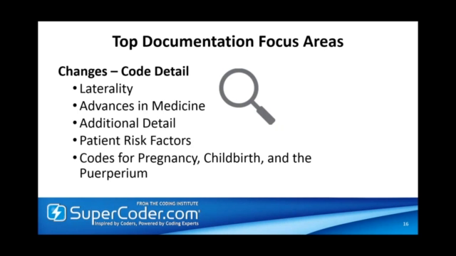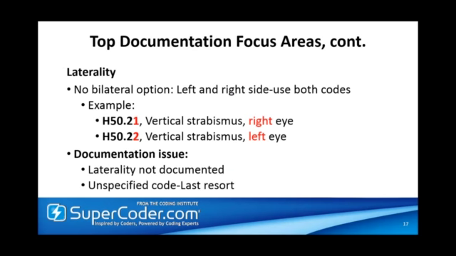Let's talk more about laterality. A note of caution, some codes may not have a bilateral option. If the condition occurs on both the right and left side, then you should assign separate codes for the right and left side. So here's an example of vertical strabismus, right eye and left eye. In this case, there's no bilateral option. If the patient has vertical strabismus in both eyes, you code both the left and right diagnoses and assign both H50.21 and H50.22 to the encounter.